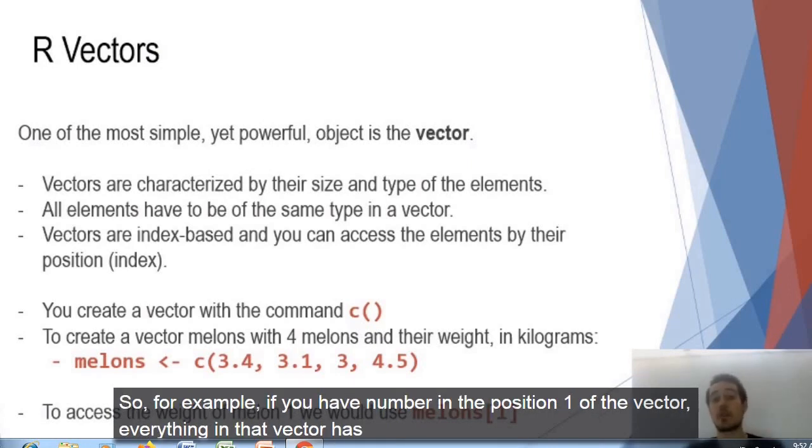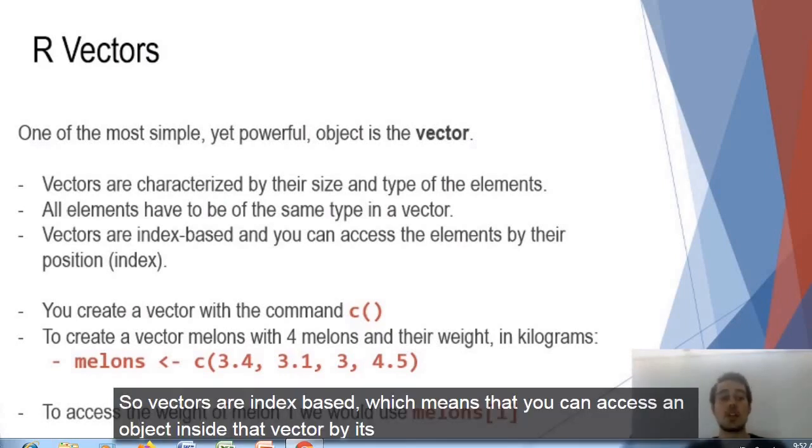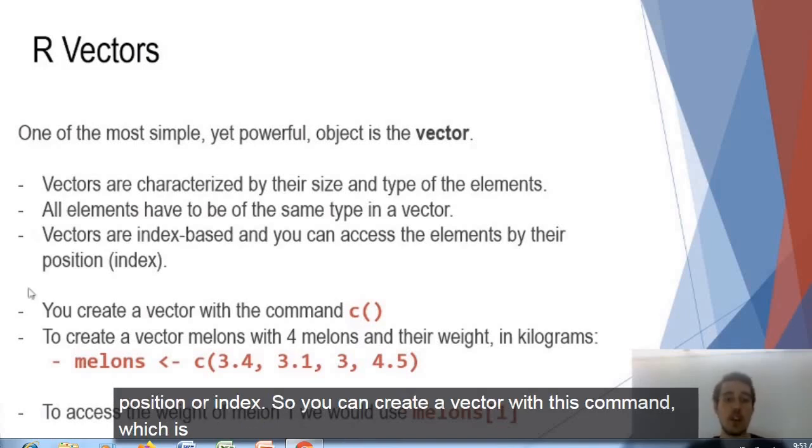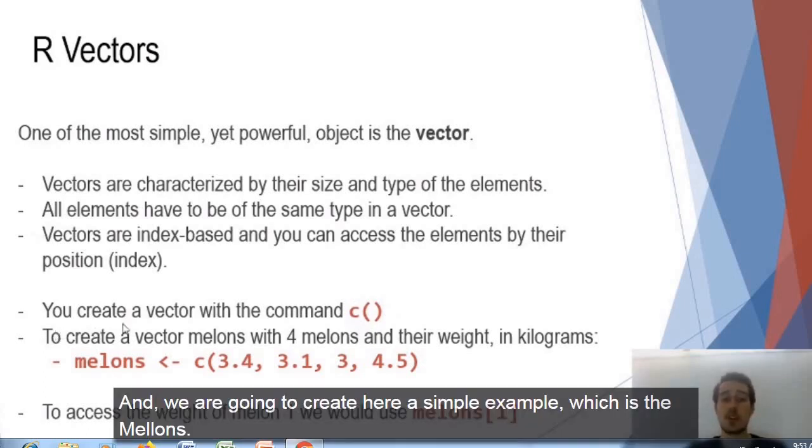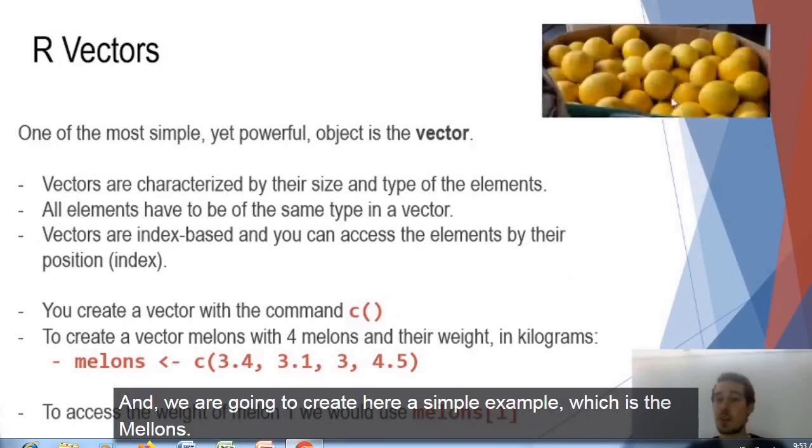So for example, if you have a number in position 1 of the vector, everything in that vector has to be numbers. Okay, so vectors are index-based, which means that you can access an object inside that vector by its position or index. You can create a vector with this command, which is c open close parentheses, and we are going to create a simple example here, which is the melons.